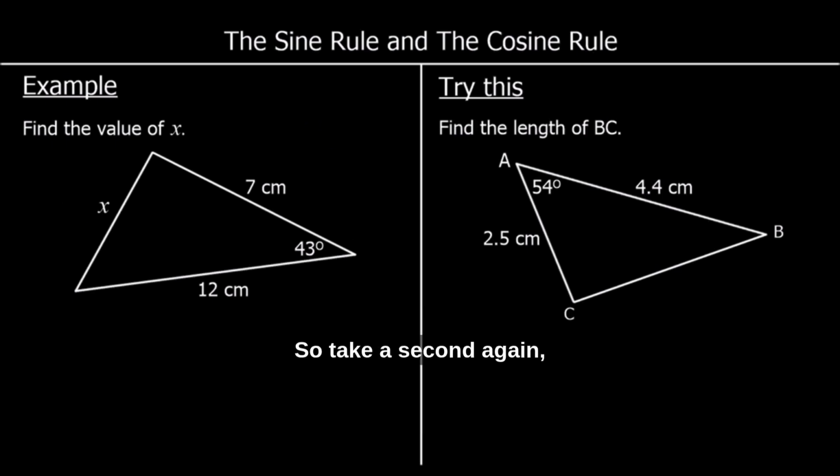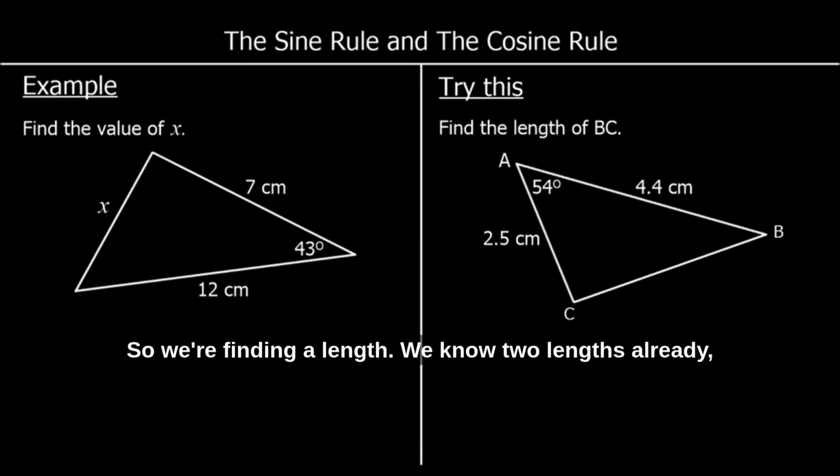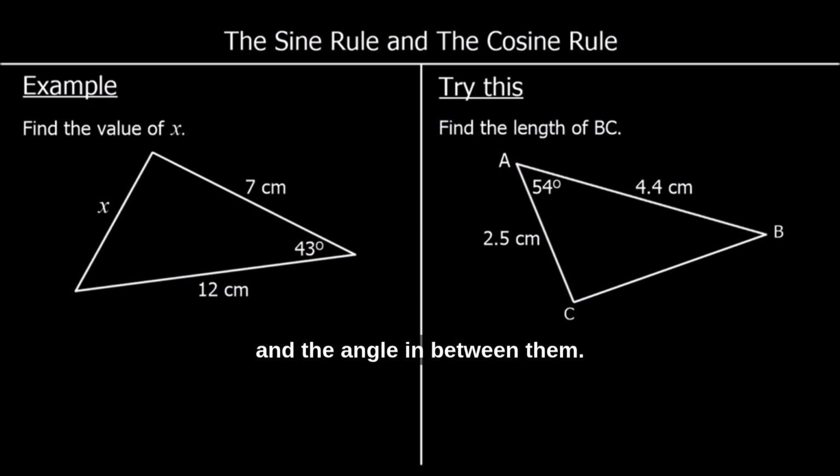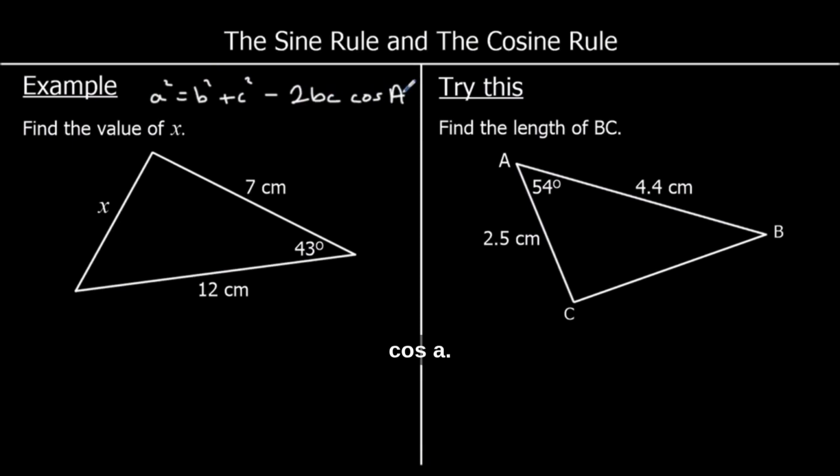Okay, next question. So take a second again, figure out which rule we're using here. So we're finding a length. We know 2 lengths already, and the angle in between them. So this is the cosine rule. So the cosine rule says a squared equals b squared plus c squared minus 2bc cos a. So our angle is our big A, opposite that is little a, and the other two are b and c.